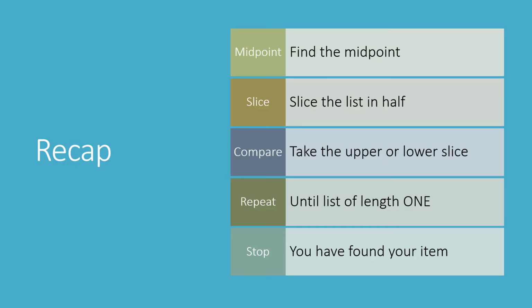To recap, in order to write the binary search, we find the midpoint of the list, we slice the list in half, and then we take the upper or the lower slice. We keep doing this until the list has a length of 1, and at this point you have found the item you're looking for, or it's not in the list at all.